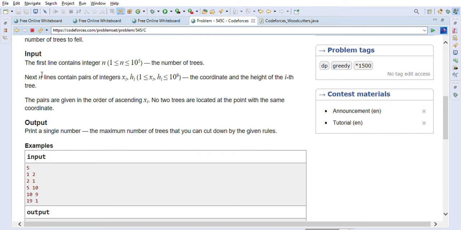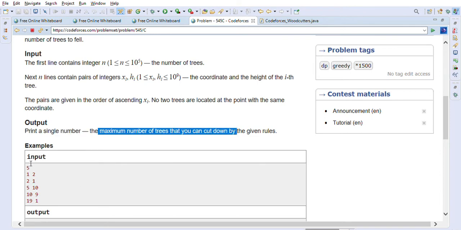The next 5 lines will contain pairs xi and hi, which are the position of the tree and the height of the tree. For example, this 1 2 basically means that there is a tree at position 1 and its height is 2. Then the next one means that there is a tree at position 2 and its height is 1. And in the output we have to find the maximum number of trees that we can cut down.